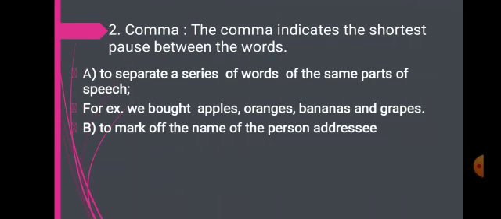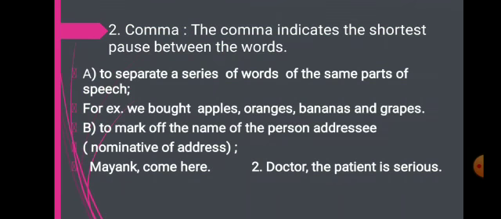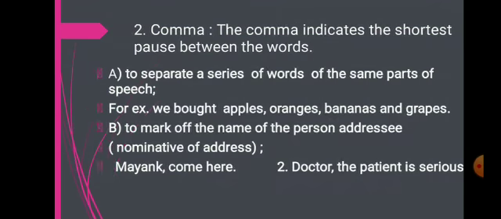Next place where we use comma is to mark off the name of the person addressed, or the nominative of address. Like when we are talking to someone, we take their name and then we continue our conversation with them. Like Mayank, come here. Doctor, the patient is serious. So you can find these examples in your classrooms very frequently when your teachers talk to the students. But in speaking, we come to know from our intonation that we have taken a pause here. In writing, we have to show this pause by putting a comma.